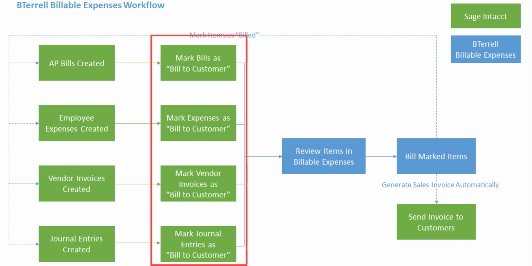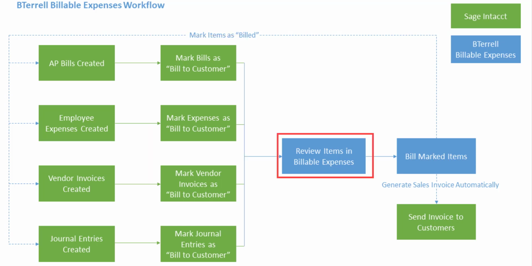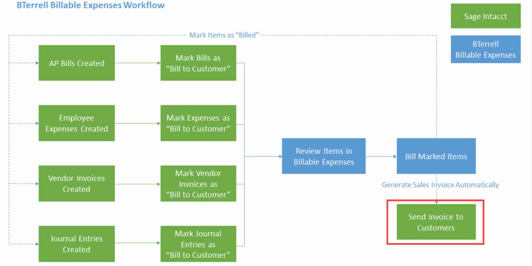I want to emphasize billable expenses only picks up approved transactions. Then go to Billable Expenses module and review all items marked as Bill to Customer. Use Bill Marked Items button to check and bill items we want to bill to our customers. Our billable expenses will generate a sales invoice automatically for these transactions and mark these transactions as billed. Finally, send the invoice to Customer via Sage Intacct native function.